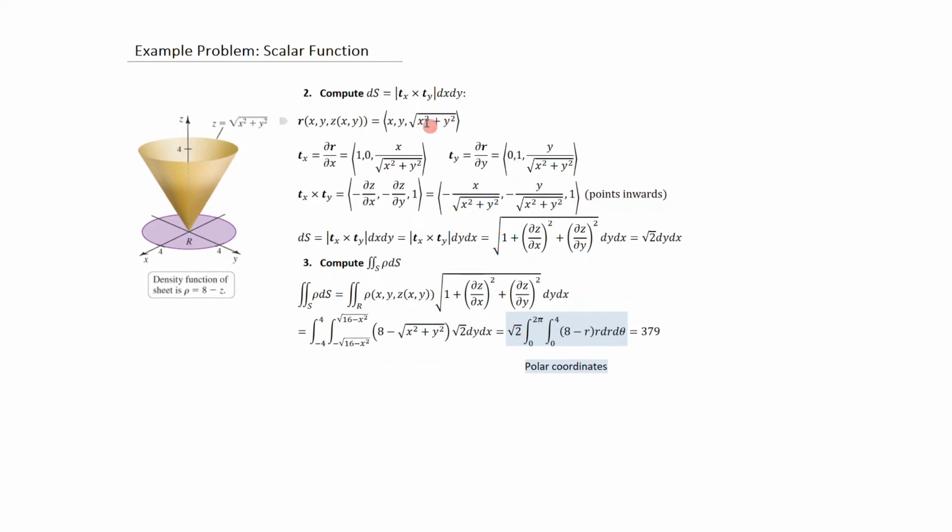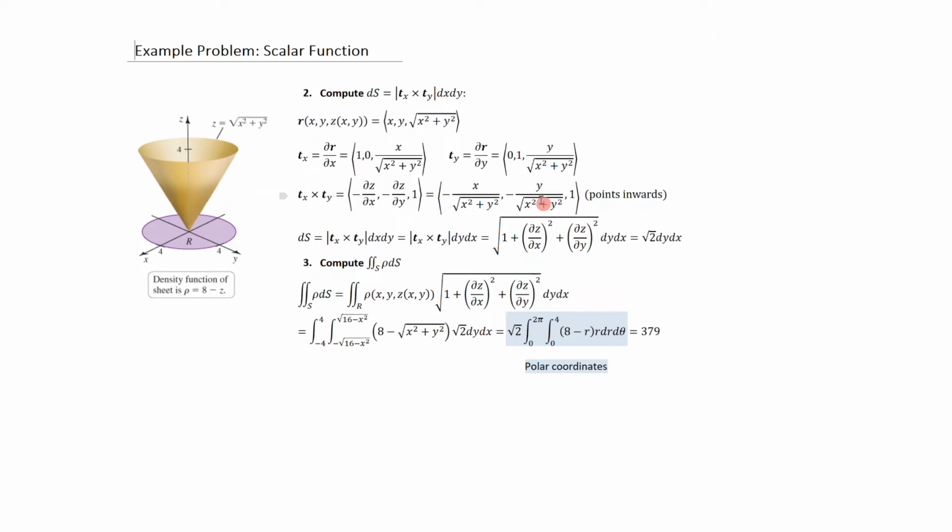If we take this as being z and take the derivative with respect to x, you'll end up with x over the square root of x squared plus y squared. Similarly, dz/dy will give you y over the square root of x squared plus y squared, but both of these have to be multiplied by a 1 to give you this expression.